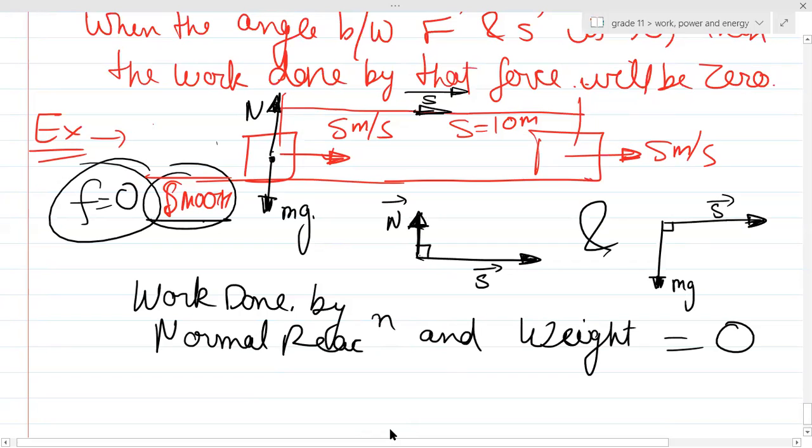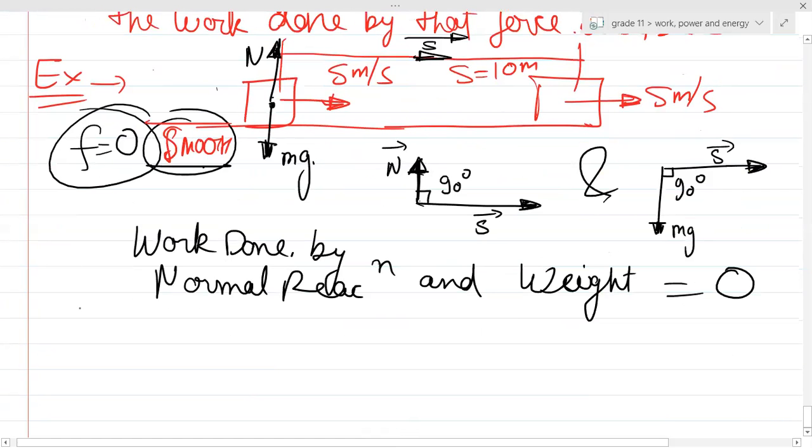Can you see? Zero work again. Yes. One more example I'll give.